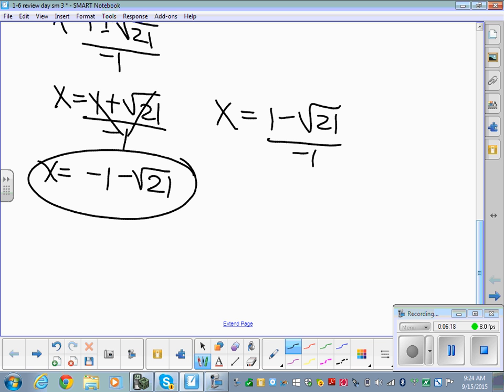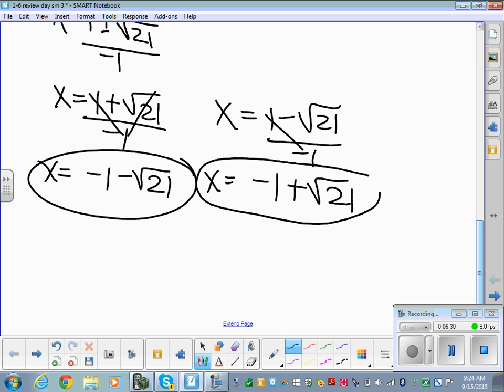Now over here, what's 1 divided by negative 1? Negative 1. And then what's negative divided by a negative? Positive. So we'll have plus the square root of 21. So we also have that answer. Any questions on that? 2 answers make sense. We had a quadratic, degree 2. We should have 2 answers.